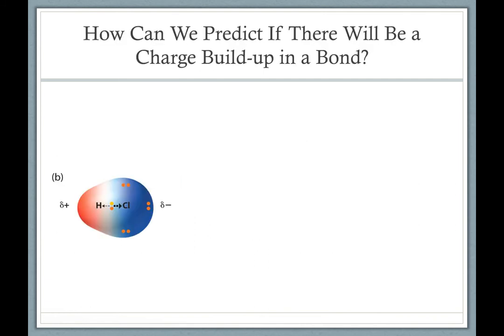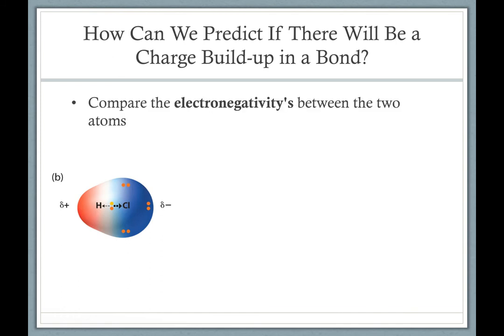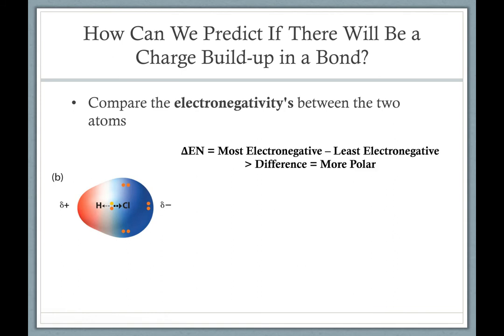Okay, so how can we predict if there's going to be a charge buildup in a bond? We're going to compare the electronegativities between the two atoms. We're going to calculate the delta EN, and we're going to subtract the least electronegative element from the most electronegative element. The bigger the difference, the more charge buildup, or the more polar that bond is going to be. When we're calculating delta EN, it will always be a positive value because we're always taking the largest number and subtracting the smallest from it.